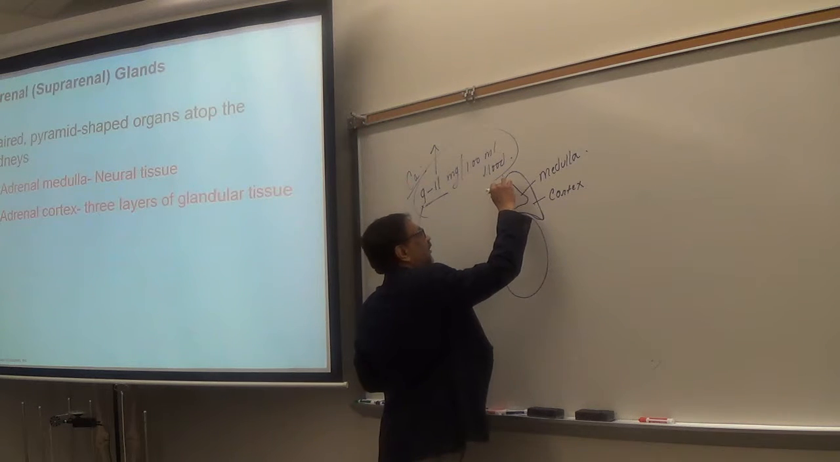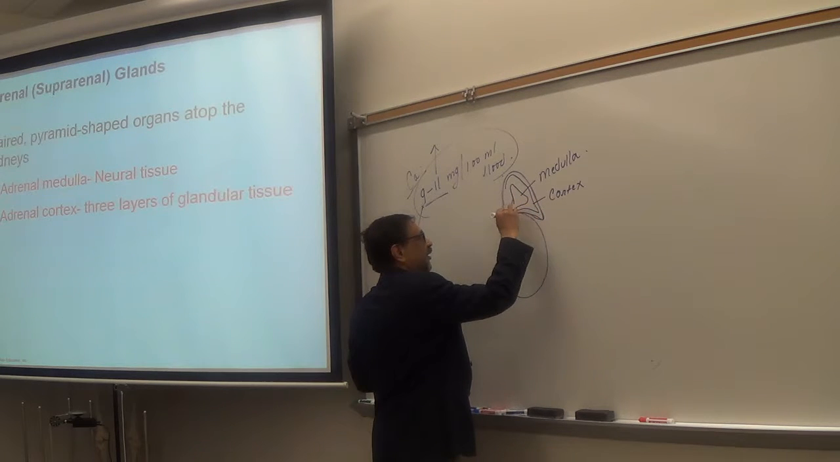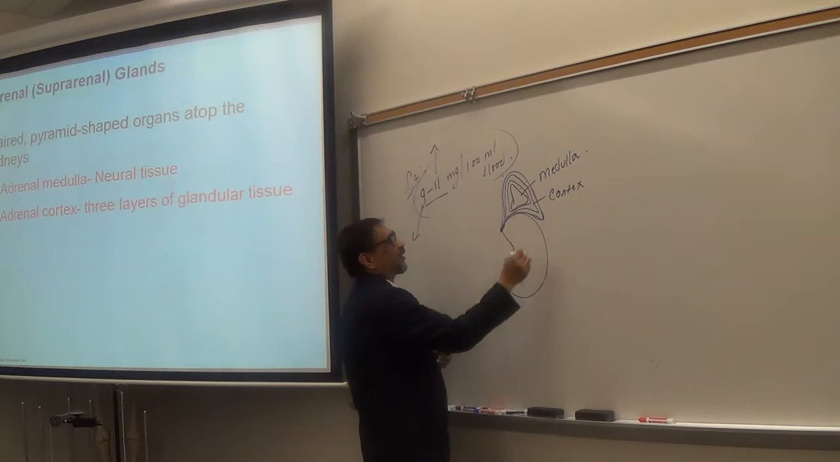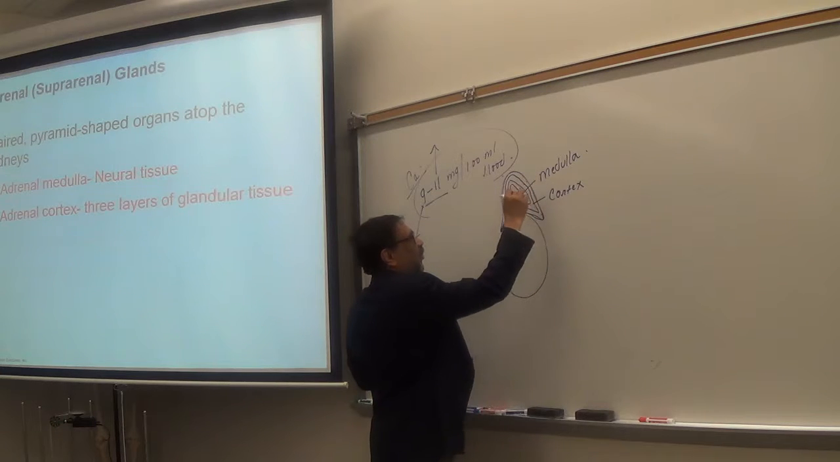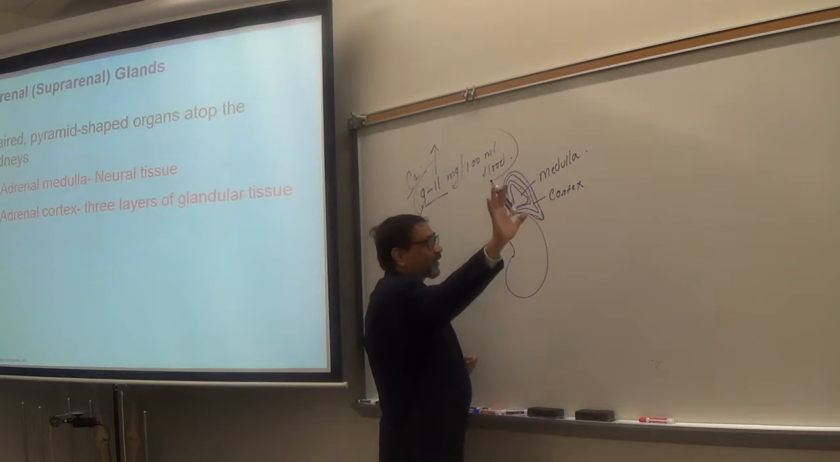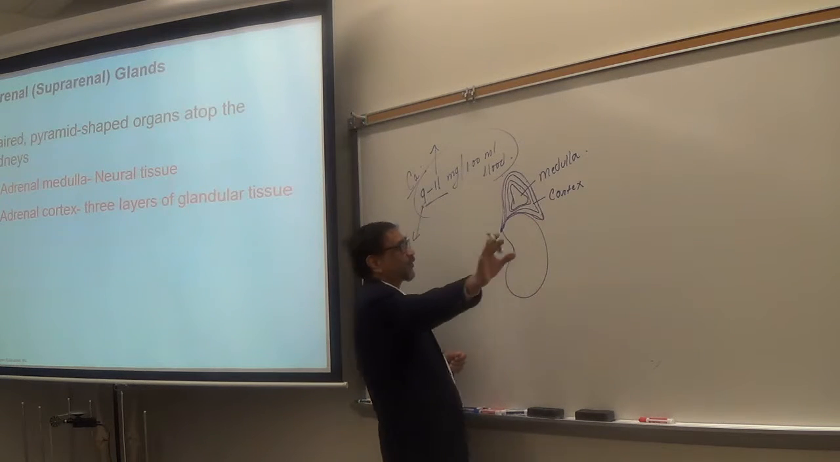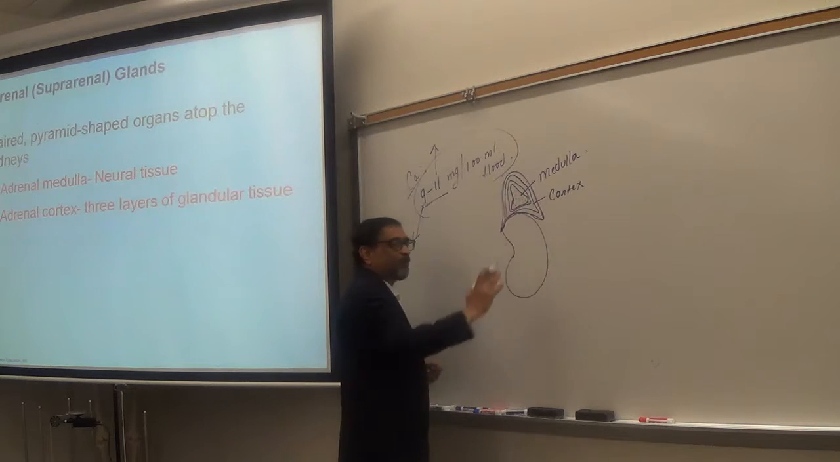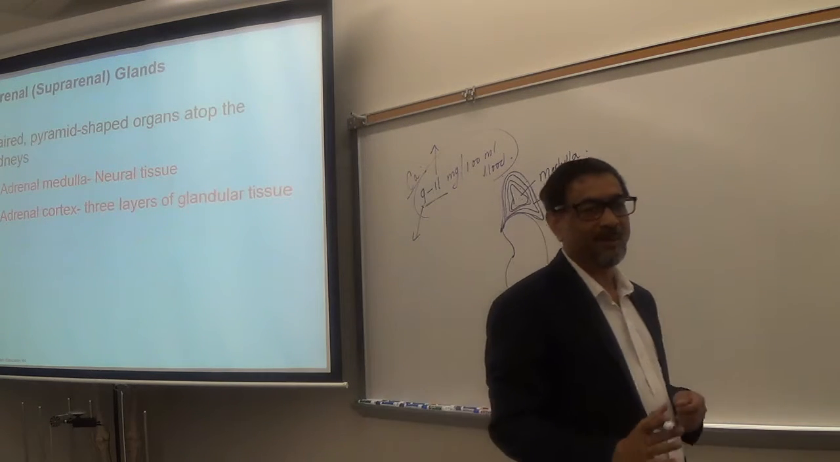So let's see the cortex first. 3 layers in the cortex. Okay, so 1, 2, 3. So that is the cortex. And the 3 layers produce 3 different types of hormones. That's why they can be considered as three separate glands. They produce totally different types of hormones. And the medulla produces another type of hormones. That's why 4: 3 in the cortex, 1 in the medulla. Okay.